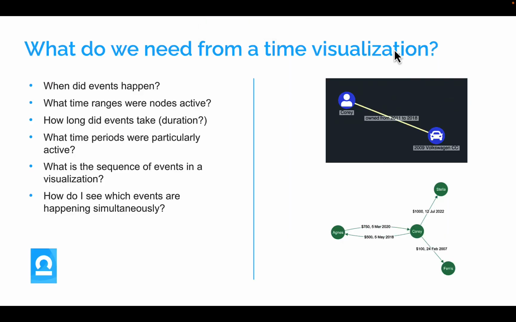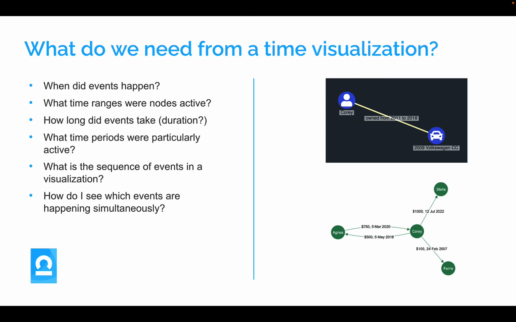So what do we want from a time visualization? What do we want to better understand about graph data by taking advantage of the time component? Well, the first one obviously is when did certain events happen? As we saw in the example that has the money transfers, knowing specifically when that transfer occurred is really valuable information that you don't want to lose.